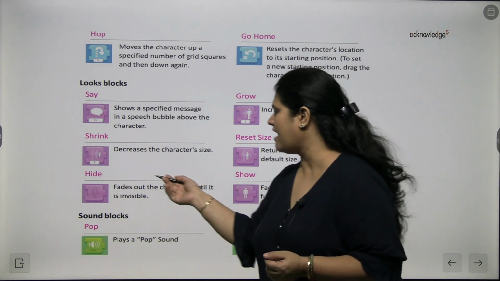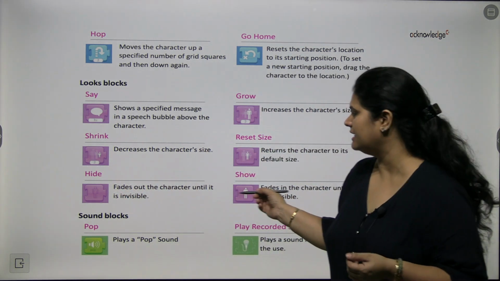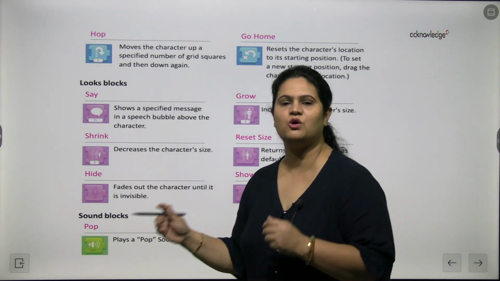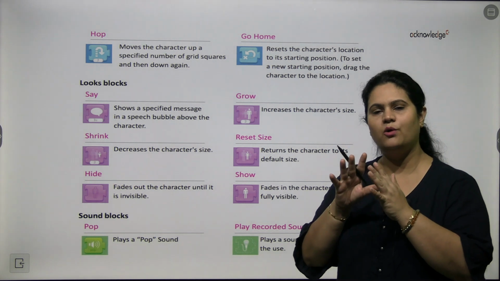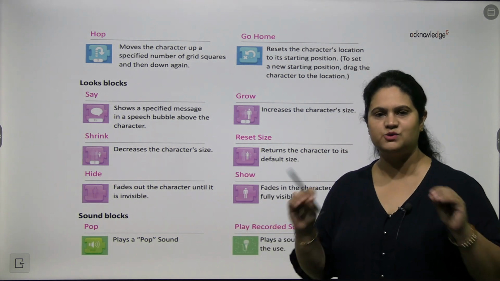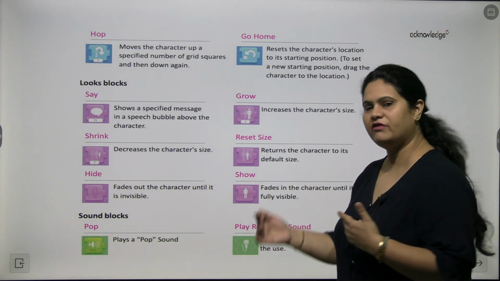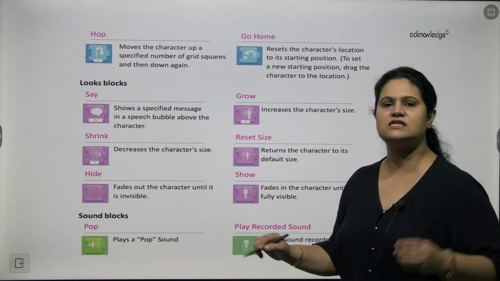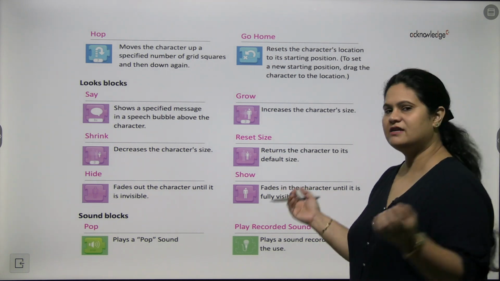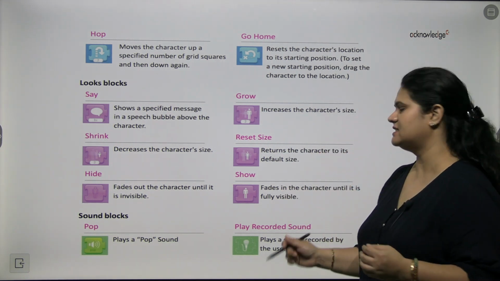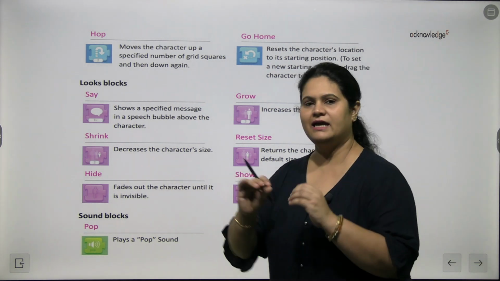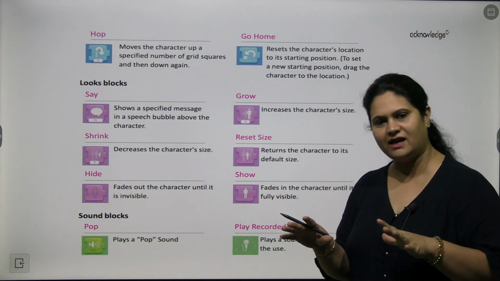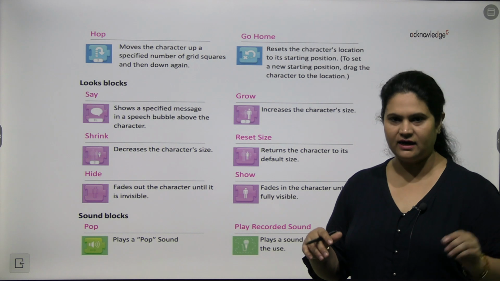Next we have the hide and show blocks, right? Hide fades out the character until it is invisible. When you use this block, you will see that your character slowly fades out and becomes invisible. Same way, if you want your hidden character to be visible again, you will use this show block, right? It fades in the character until it is fully visible.